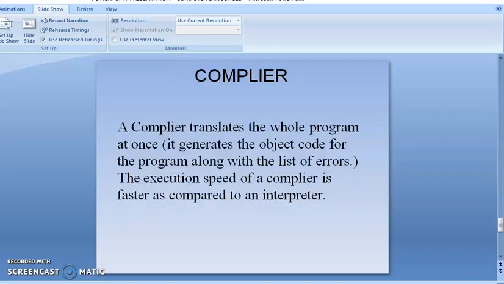Compiler. A compiler translates the whole program at once. It generates the object code for the program along with a list of errors. The execution speed of a compiler is faster as compared to an interpreter.